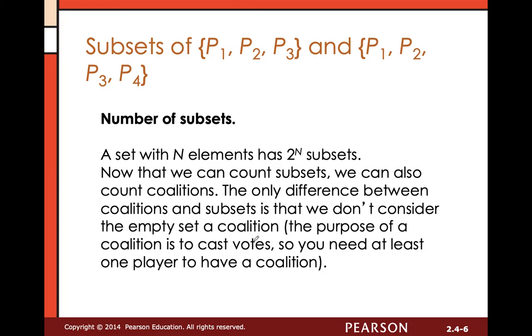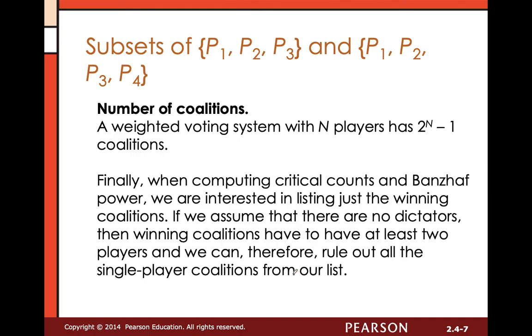Now that we can count subsets, we can also count coalitions, which is a nice thing to be able to do. The only difference between coalitions and subsets is that we don't consider the empty set a coalition. The purpose of a coalition is to cast votes, so you need at least one player to have a coalition. So to get the number of coalitions, you take 2 to the power of n minus 1. A weighted voting system with n players has 2 to the power of n minus 1 coalitions.